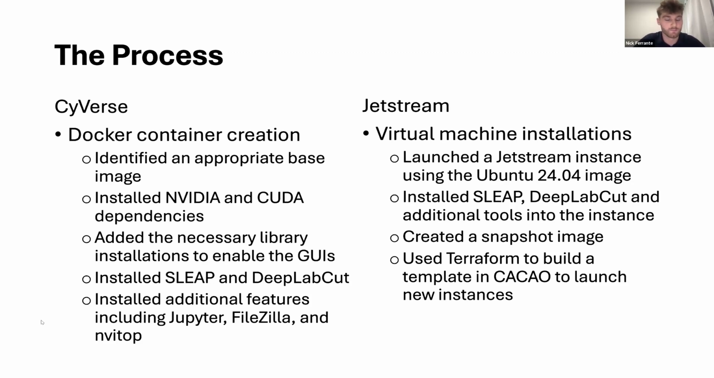And so for the Jetstream approach, this was a little different. We started with just creating a Jetstream instance using the Ubuntu 24.04 image. And then in that image, we installed DeepLabCut, Sleep, and all the other tools, the Jupyter, FileZilla. And once we had all of those properly installed in this instance, we created the snapshot image from this instance, which is now used as the base image for users to create new instances with these softwares installed.